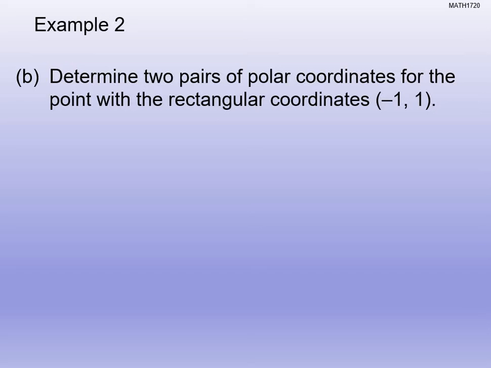Alright, so let's determine 2 pairs of polar coordinates for the point with the rectangular coordinates negative 1, 1. Alright, well guys, this is where we have to go the opposite direction now. We have to come up with the polar coordinate first. Okay, so if we remember that, we have to find the magnitude and we have to find the direction here. So remember, the magnitude is going to be the square root of x squared plus y squared. Okay, and the theta we're looking for is tangent inverse of 1 divided by negative 1, right? Our vertical over our horizontal.